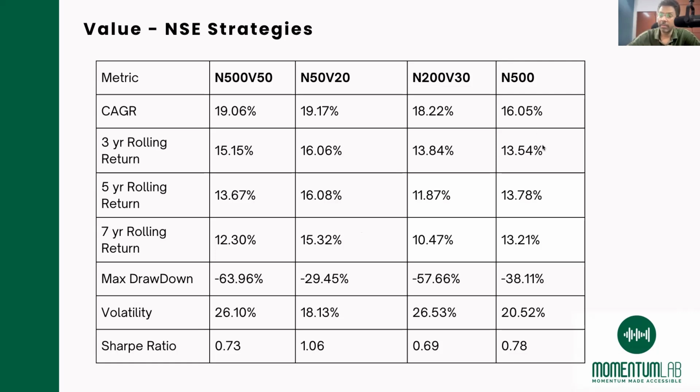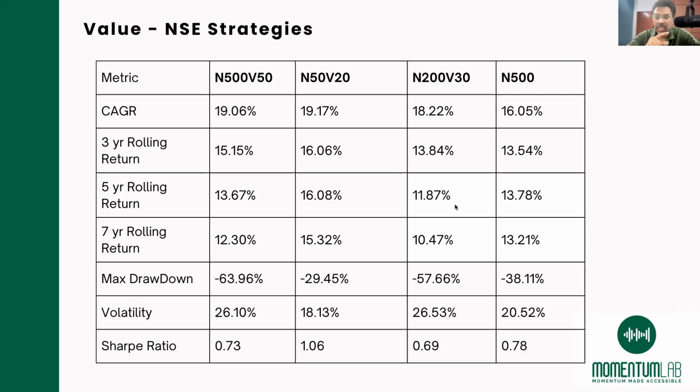But take a look at the Nifty 500. Nifty 500 is consistent. 13.54, 13.78, 13.21, almost in the range of 13.2, 13.5. It's flat, whether it is 3-year, 5-year, or 7-year. So at a shorter interval, the value strategies might beat the Nifty 500 benchmark. But as you give more time, the value strategies will start to underperform. So that's the first insight that we see, that value strategies over a longer period of time start to underperform the benchmark.